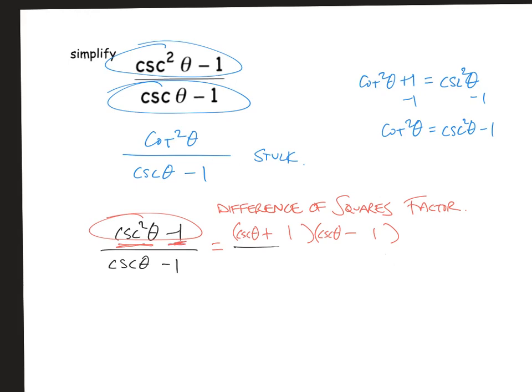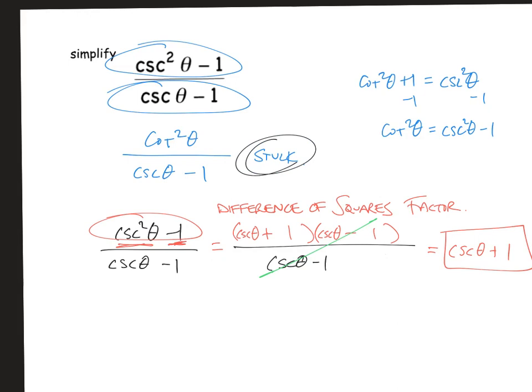Now on the bottom, I have cosecant theta minus 1. Now do you see what cancels? The cosecant theta minus 1s will cancel, and I'll just be left with a cosecant theta plus 1. And that's about as simple as it's going to get. So the bottom line is, if you feel like you get stuck, try a different approach. Sometimes this factoring or the difference of squares idea might work a little bit better.